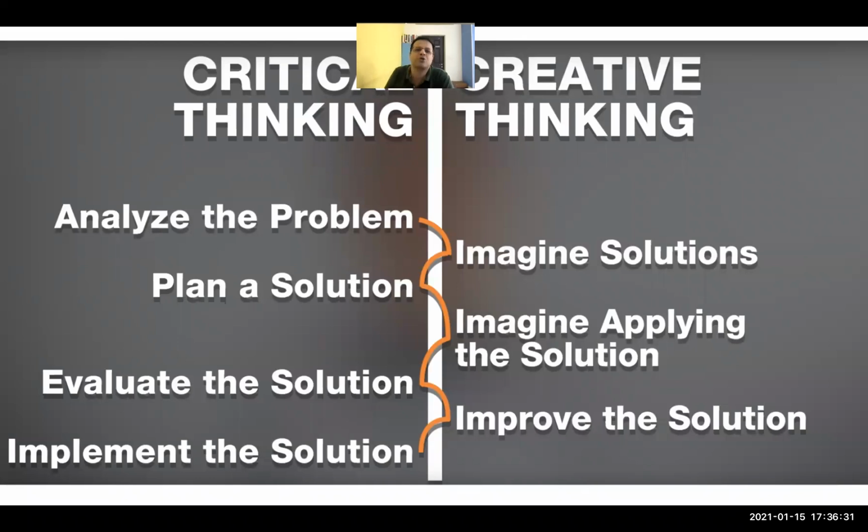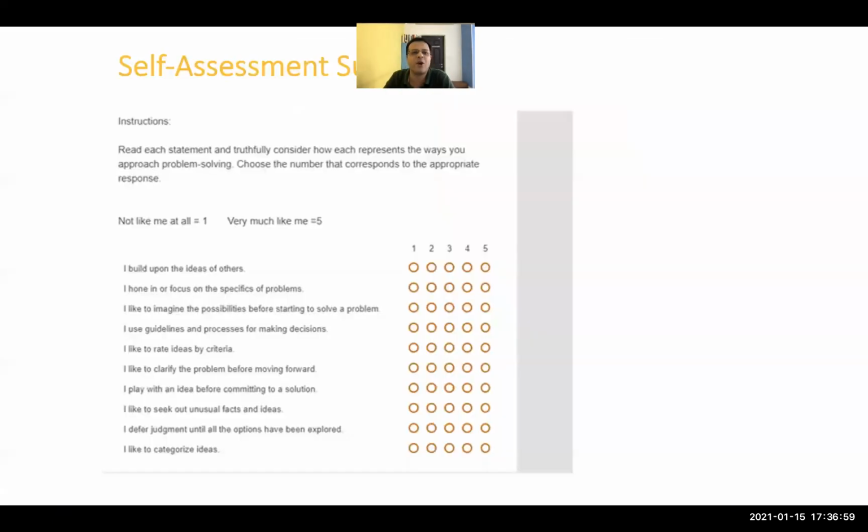I'm very curious to solve problems. I analyze the problem. Imaginatively, I think about a solution. Then I plan the solution. I imagine applying that solution in a different way. I evaluate the solution critically, improve the solution creatively, and implement the solution. And this is a benign cycle, friends. You'll keep on doing it. As you keep solving problems, the benchmarks keep on moving. And that is how the entire problem solving process is very enjoyable.